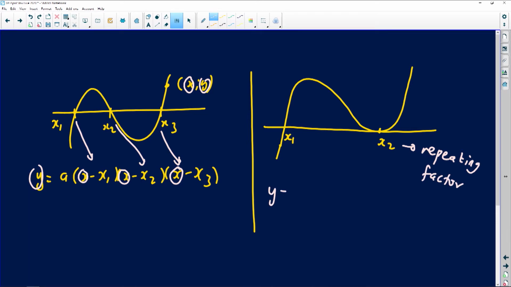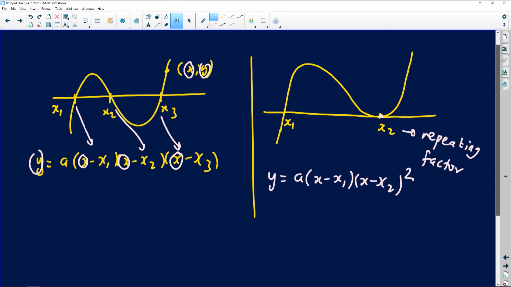So it means your graph will be a into x minus x1 into x minus x2 twice, because at that point the graph is repeating. It's x minus x2 and another x minus x2, so it's two of them happening. Now, if they give you the turning points, then you obviously need to engage the concept of finding the derivative first and then working with the derivative. But these are the popular scenarios that you might get.